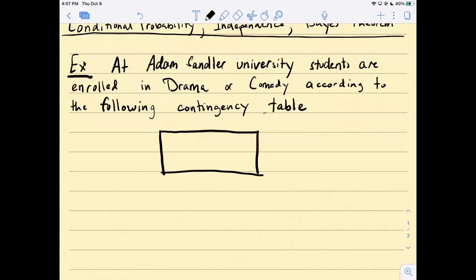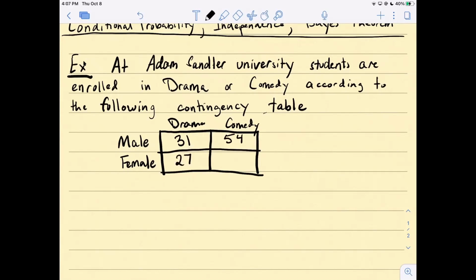This would be male students. This would be female students. This would be drama. This would be comedy. And I'm just going to put in some random numbers here: 31, 54, 27, and 72. Okay.